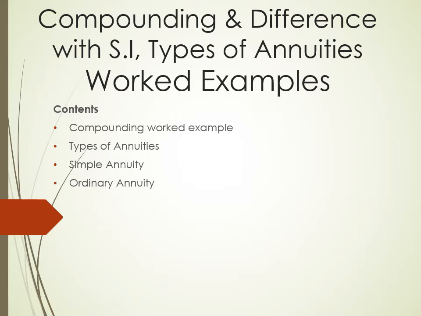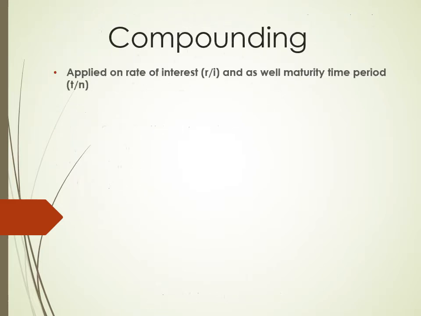We have already discussed simple and ordinary annuities in the previous sessions, in which we determined the future value of annuity and the present value of annuity. Now we will discuss the new annuity type, which is annuity due. We will discuss it when we come to that slide. Okay, so let's start our lecture with compounding.